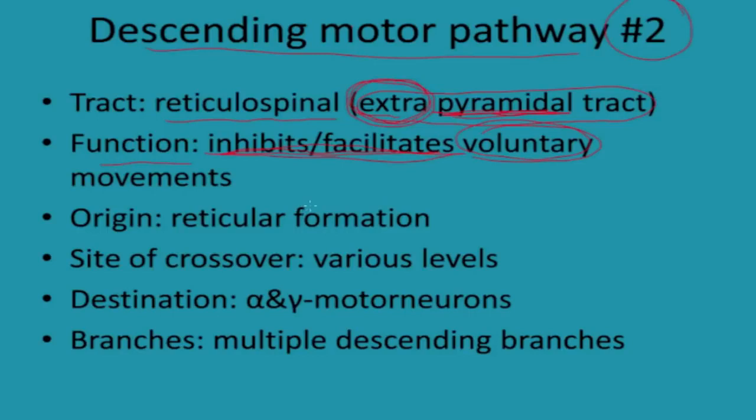Now, what happens is the cerebral cortex is where this tract originates, and it travels to the midbrain, pons, and medulla oblongata, in which there are a bunch of different fibers forming the reticular formation. So let me say again, we're talking about the midbrain, the pons, and the medulla oblongata.